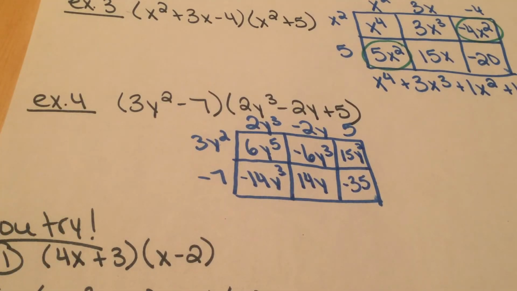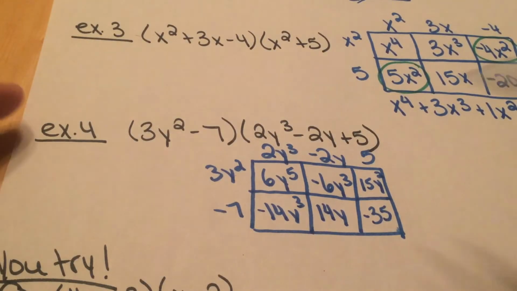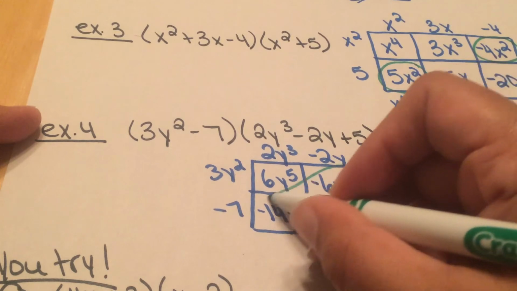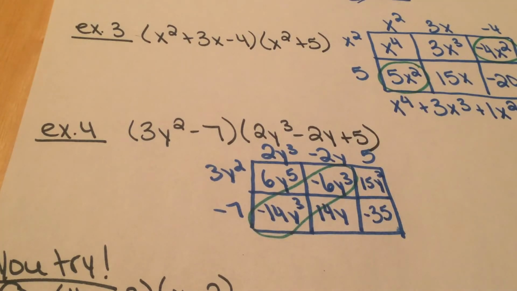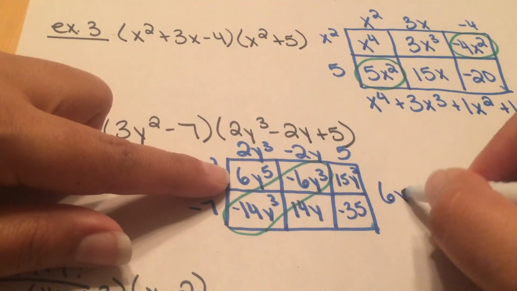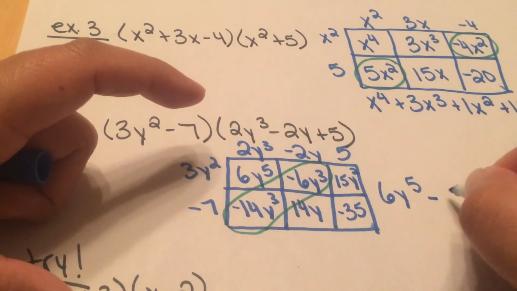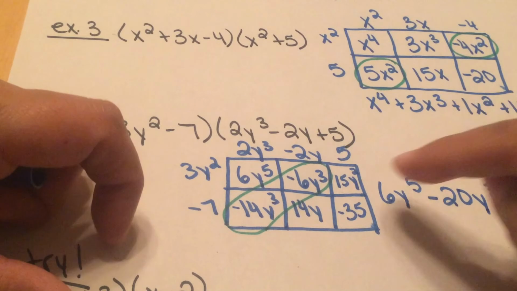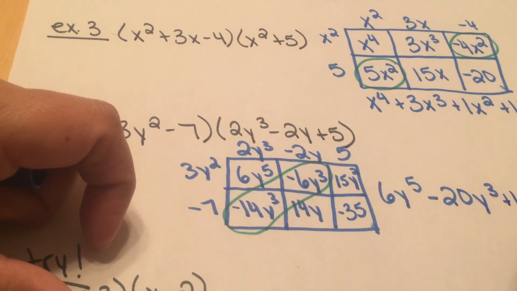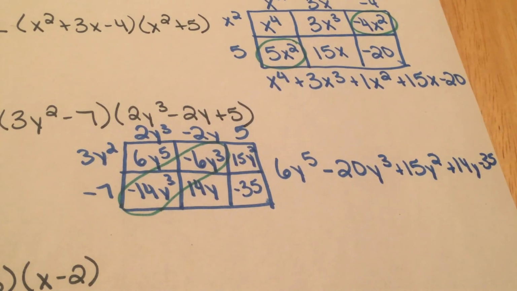So again, like I said, we actually, surprisingly, sorry about that, have like terms here on this diagonal. So that's kind of nice to have. And next, we're just going to write down our answer, of course, in descending order. So I have 6y to the 5th. Negative 14y cubed and negative 6y cubed is going to be a negative 20y cubed. 15y squared plus 14y. And I'm hoping that I'll have enough room to squeeze that minus 35 in there. And I barely do. So that's going to be our answer.